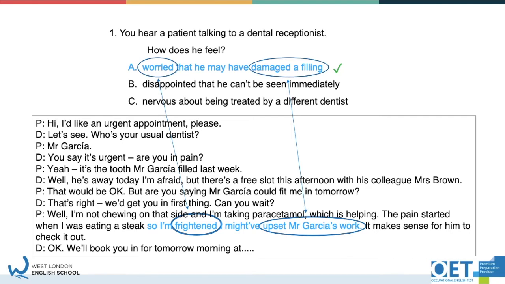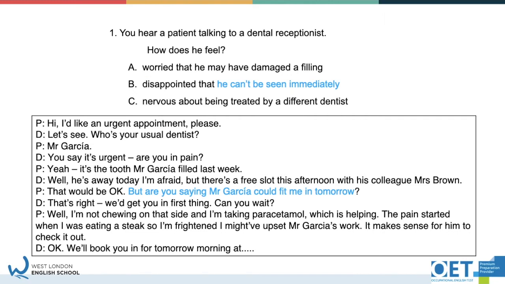Now, like I said before, there are distractors, so let's have a look at those. We have this line, but are you saying Mr. Garcia could fit me in tomorrow? So we know that it's true that the patient can't be seen immediately. But is the patient disappointed about that? No. Nothing was said about the patient saying, oh no, that's a shame, or anything like that. He didn't say that he was disappointed.